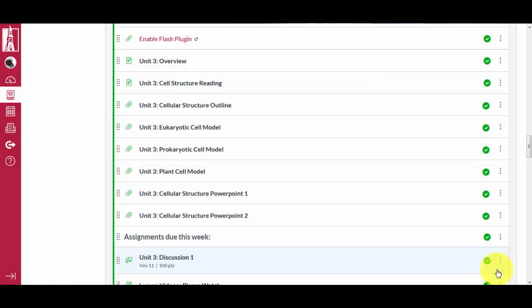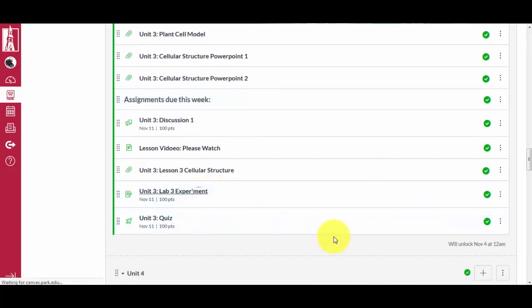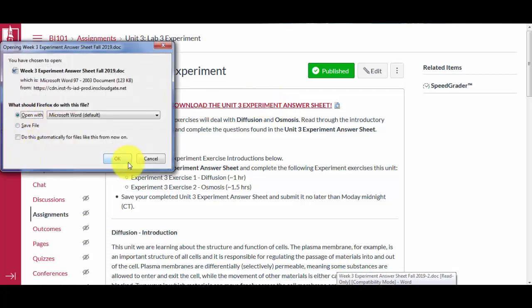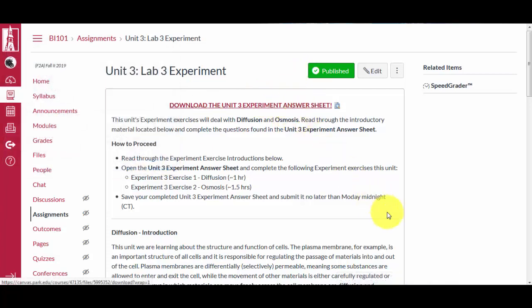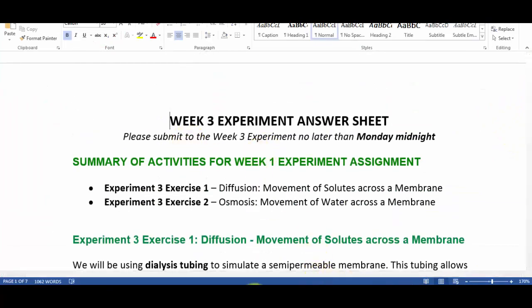I'm having issues getting the Flash projects or Flash modules to show up. So I'm going to go down here and just have a real brief introduction of what you're going to be doing. So I'm going to click on this. Now, this is the sheet you're going to use. When you click on that, it's going to ask you to download it. So this is going to be your answer sheet. I already have it open here.